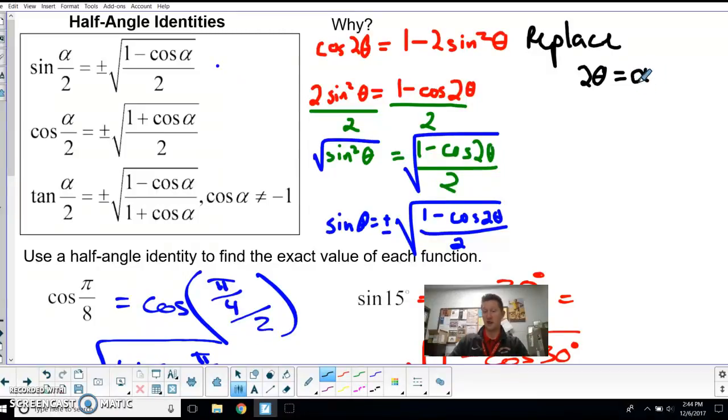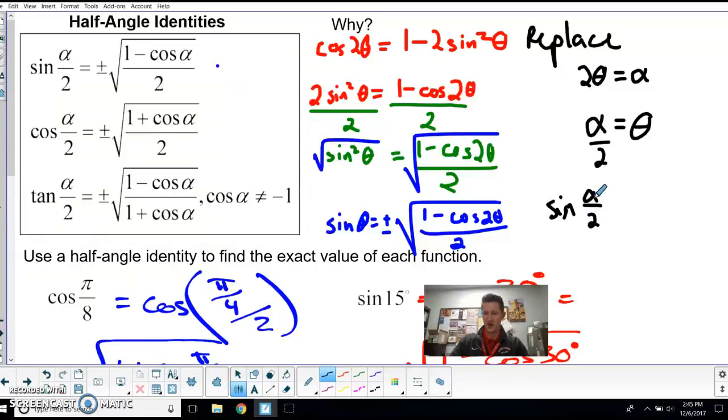Okay, some other angle, just using a different variable. So if 2 theta, 2 times an angle, is equal to alpha, well then, excuse me, theta would be equal to alpha, that angle, cut in half. Okay, so then if I replace the expressions within this with those two things, there'll be the sine of theta, it's going to be the sine of an equivalent expression, which happens to be alpha over 2.